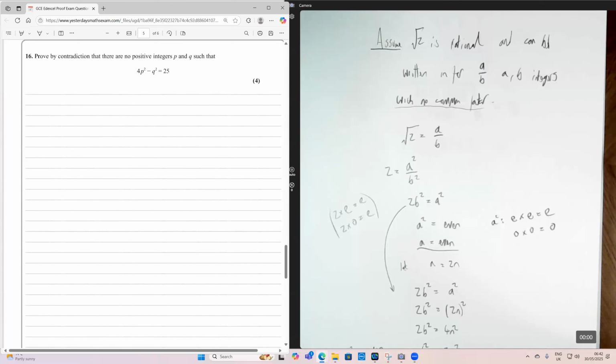Here's another example of a proof by contradiction. Okay. So what have we got with this one?